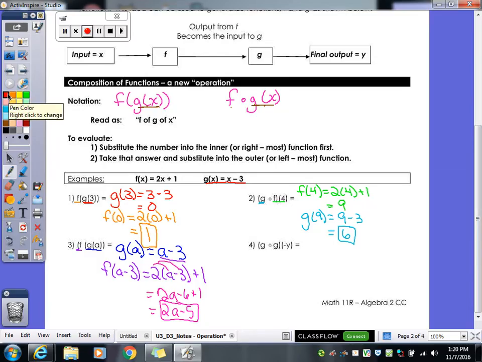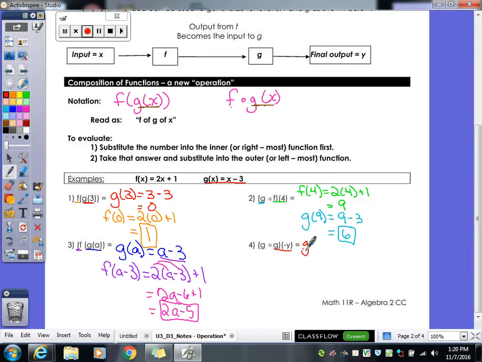For number 4, which one are we plugging it into first? G. And then we're going to take our answer and plug it into what? G. This one's using the same function twice. That's g of negative y. No. Composition and multiplication are not the same thing.